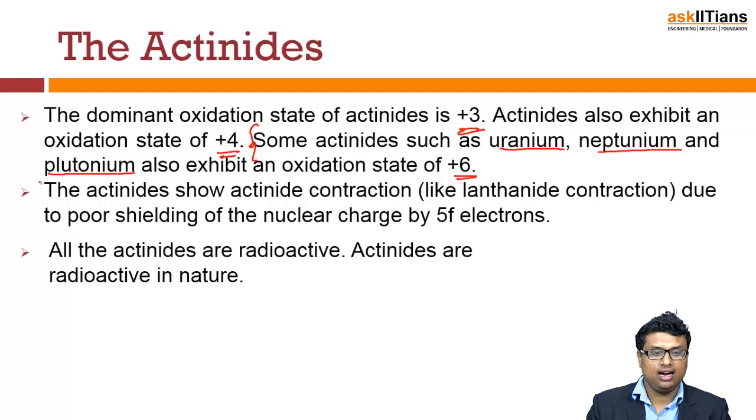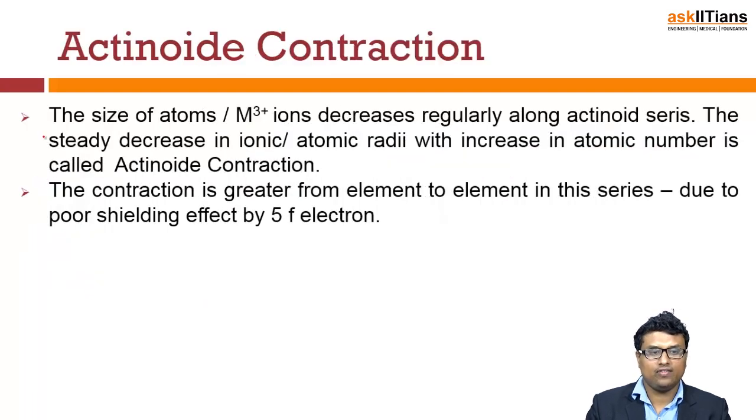The actinides show actinide contraction. Just like lanthanide contraction, in actinide contraction it is the poor shielding effect of the 5f electrons on the nuclear charge. All the actinides are radioactive in nature. Obviously, just like lanthanide contraction, because of the effective nuclear charge and the poor screening nature of the f orbitals, a decrease in atomic radii takes place.